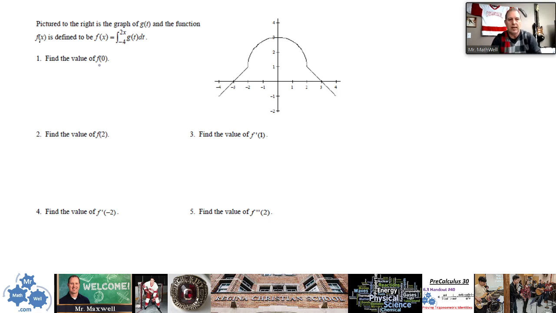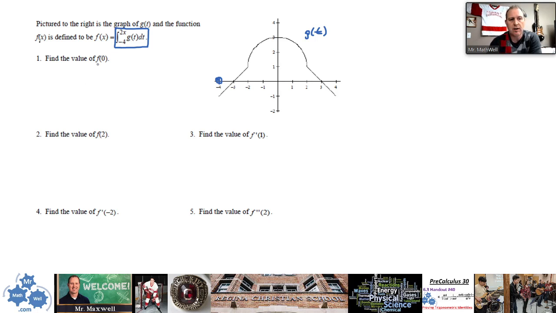It says this: pictured to the right is the graph of g of t. So this is the graph g of t. Okay? And the function f of x is defined as this: the integral. So f of x is actually the integral of g of t. Now, f of x is also the integral of g of t from negative 4. So here's negative 4 right here, to 2x. Okay, so we're going to have to be given an x to be able to figure this out.